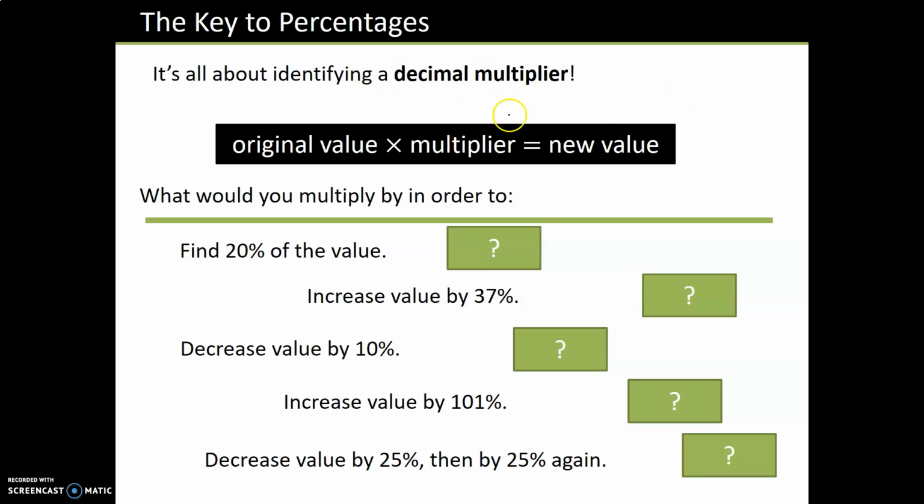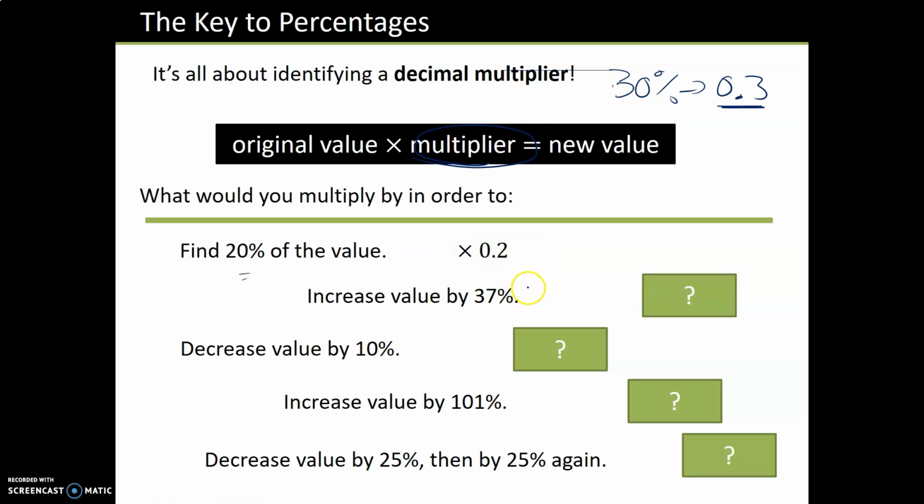So the multiplier being, for example, if I want to find 30% of something, 30% as a decimal is 0.3. And so 0.3 is what I need to multiply. That's going to be my multiplier to get my new value. So if I want to find 20% of a number, all I need to do is turn that into a decimal, so that's 0.2, and that's what I multiply by.